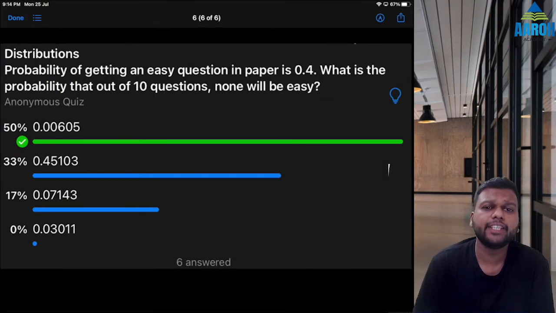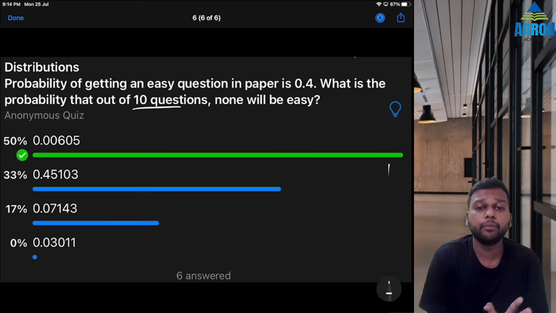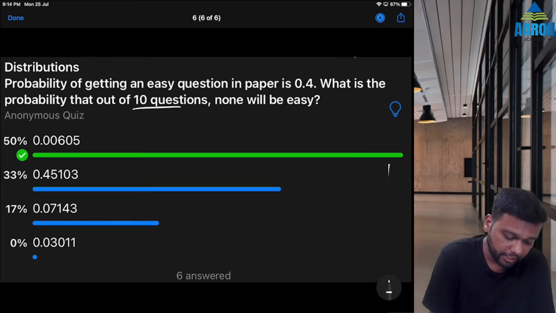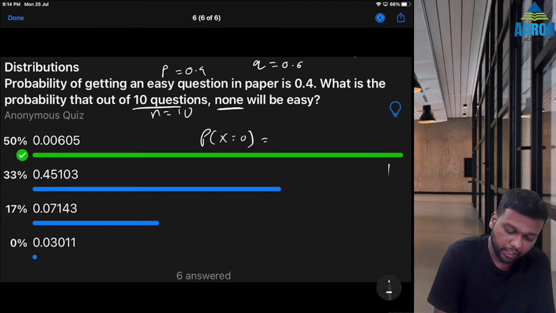Probability of getting an easy question in a paper is 0.4. What is the probability that out of 10 questions, none will be easy? Now this is clearly binomial distribution because easy is probability of success, which is 0.4. Probability of failure is 0.6. Number of trials is 10. None means we want 0 successes. So what is the formula?